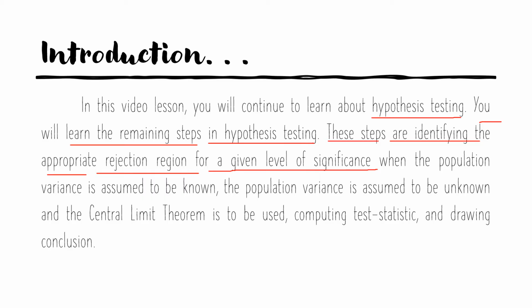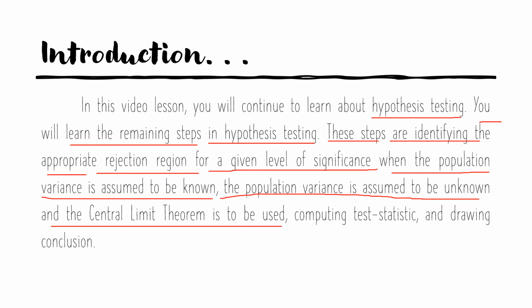With the given condition, when the population variance is assumed to be known, the population variance is assumed to be unknown, and the central limit theorem is to be used. And the next step is to compute for the test statistics. So we're asked to compute for the Z value or your T value. And from that value, we can now have your conclusion.